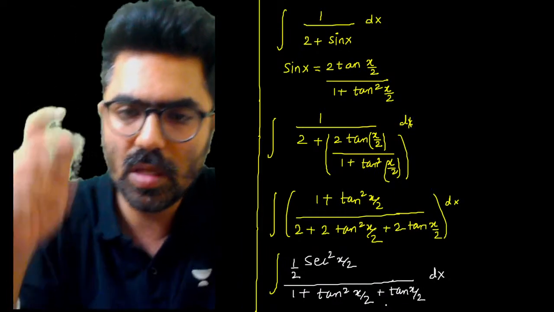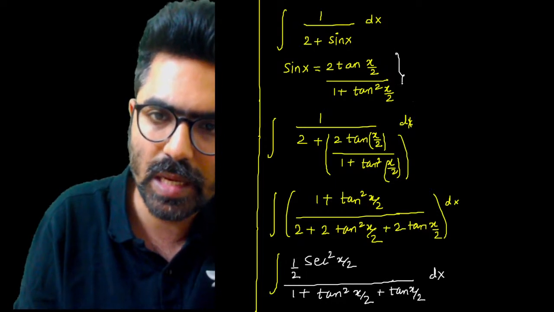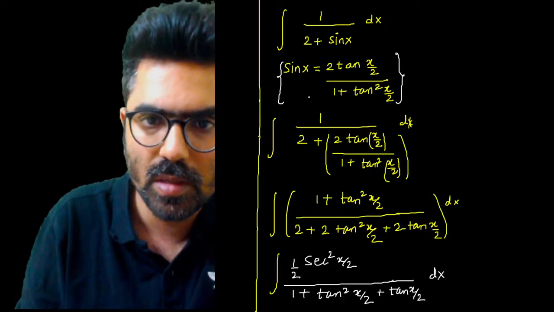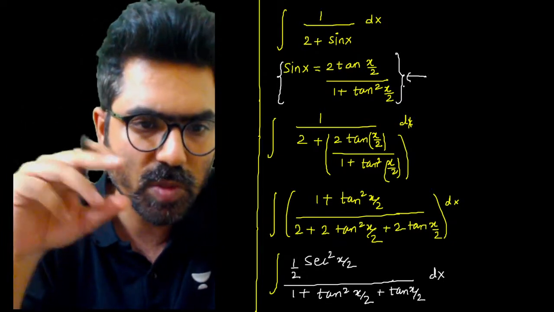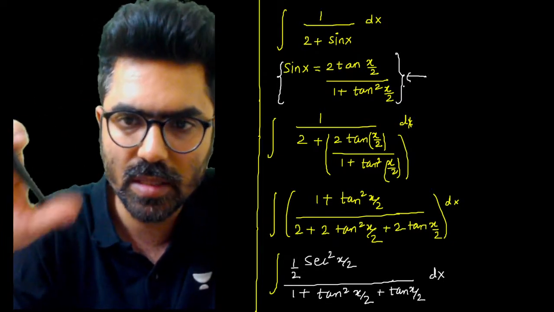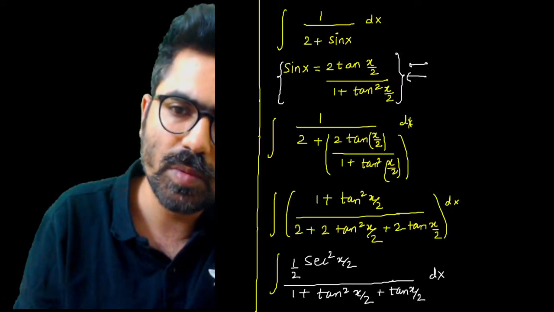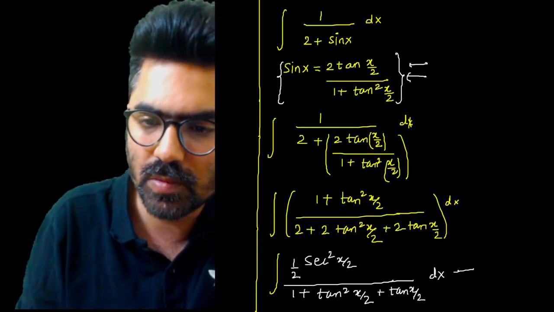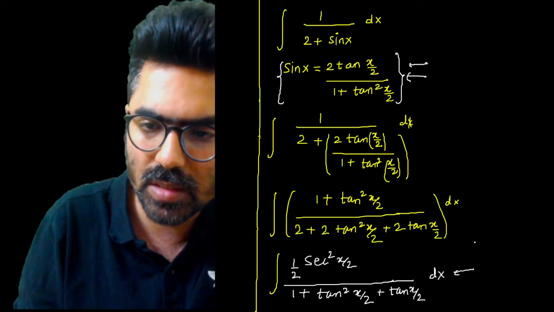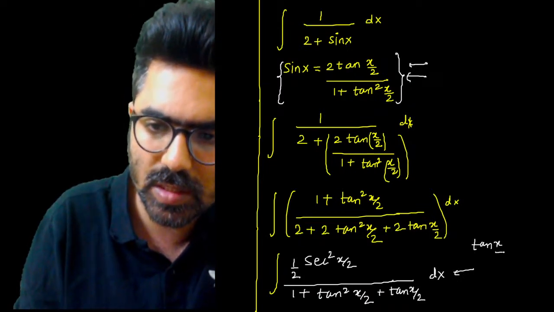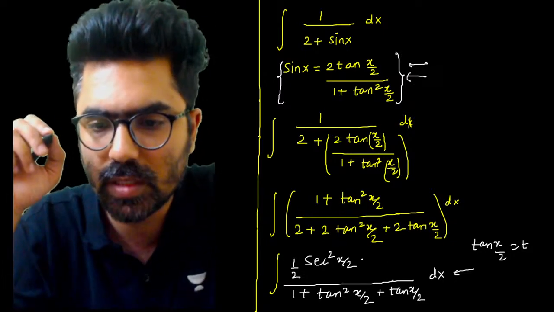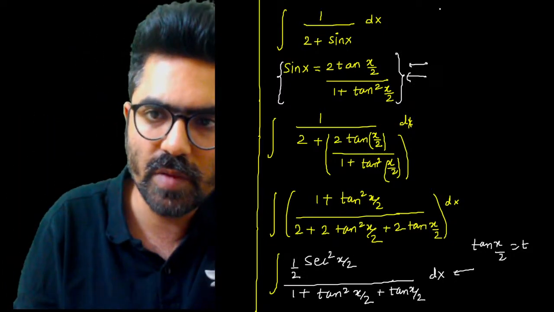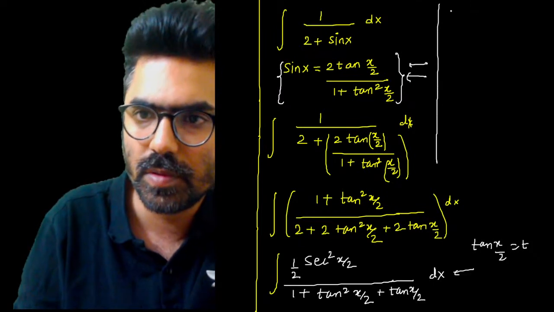I hope everything is clear till now. Every step is to simplify just by substituting this formula, using cross multiplication, division, multiplication like that. So here we have reached in terms of tan and sec, and now at this step you have to put tan x by 2 as t. So this entire question will get converted into, I'm writing it over here.